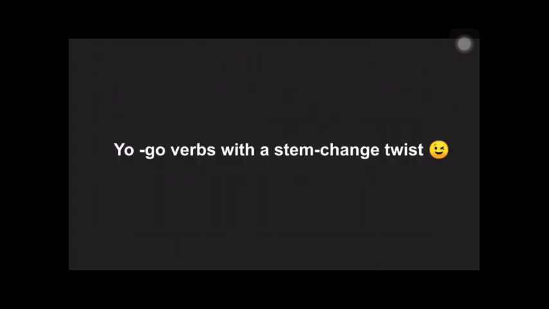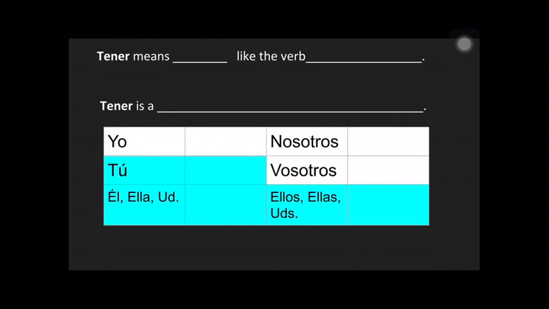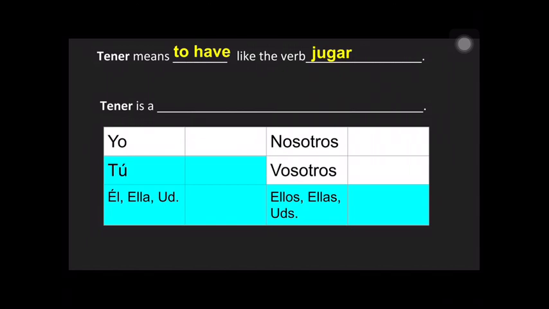Now we're going to talk about yo-go verbs with the stem change twist. These are going to be yo-go verbs, but with a little something extra in them. The first one we're going to look at is the verb tener. And tener means to have. So this one's a yo-go verb, but it's also like the verb jugar in the fact that tener is a stem changing verb with that twist.